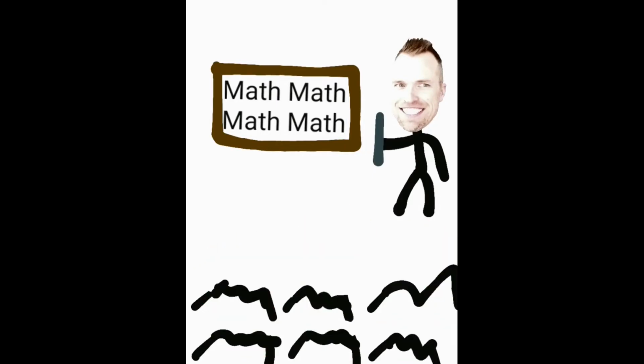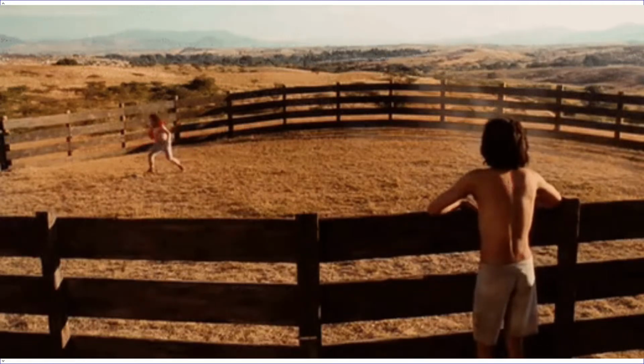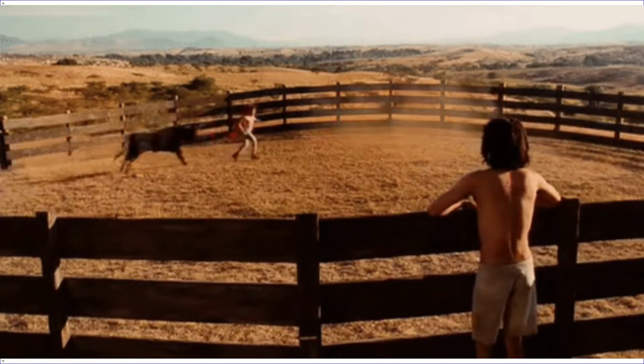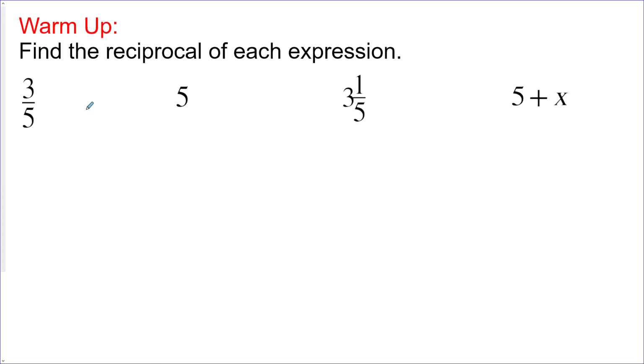Oh man, again? Let's warm up by finding the reciprocal of each one of these expressions. When we find the reciprocal, we take the denominator and move it into the numerator, and the numerator and move it into the denominator. So the reciprocal of 3 over 5 is 5 over 3. What if it doesn't have a denominator? By default, that denominator would be 1. And so the reciprocal of 5 is 1 over 5.